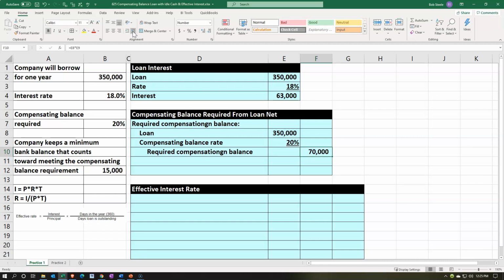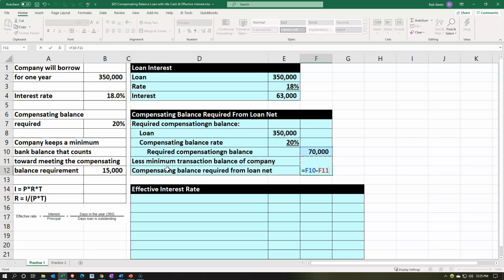But we said, hey, we always keep like 15,000 in our bank account to meet minimum requirements and whatnot. So they're going to allow us to use that to count towards the 70,000 compensating balance to lower the risk of the loan. So we're going to say that's great. At least we got that going for us. So we get to take that out of this 70,000 amount, and I'm going to say, all right, then the Home tab, font group, underline. So then the compensating balance required, basically net of that 15,000 minimum balance we have, is going to be the 70,000 minus the 15. So now the compensating balance required is going to be the 55,000.